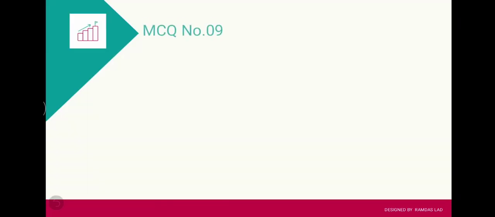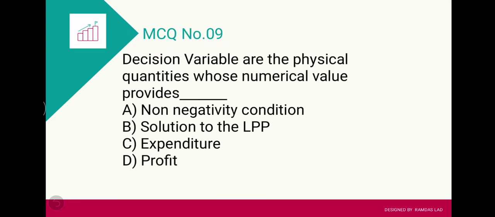Next question, question number 9. Decision variables are the physical quantities whose numerical value provides. So this is the definition. Here option A is non-negativity condition, option B is solution to the LPP, option C expenditure, and option D profit.